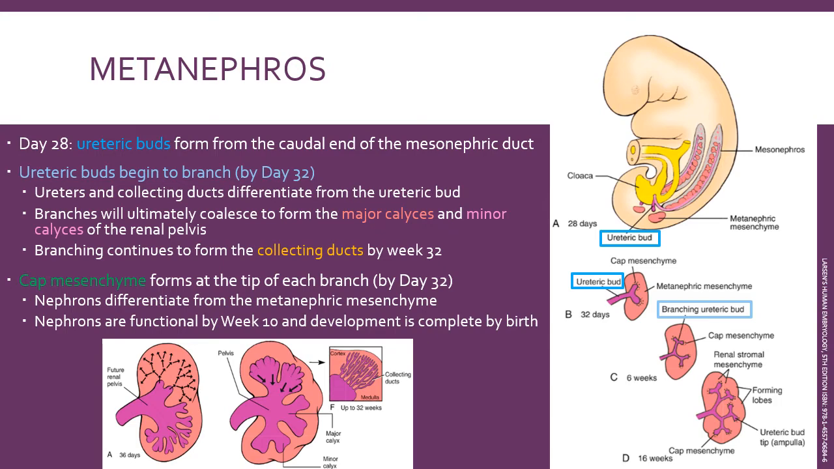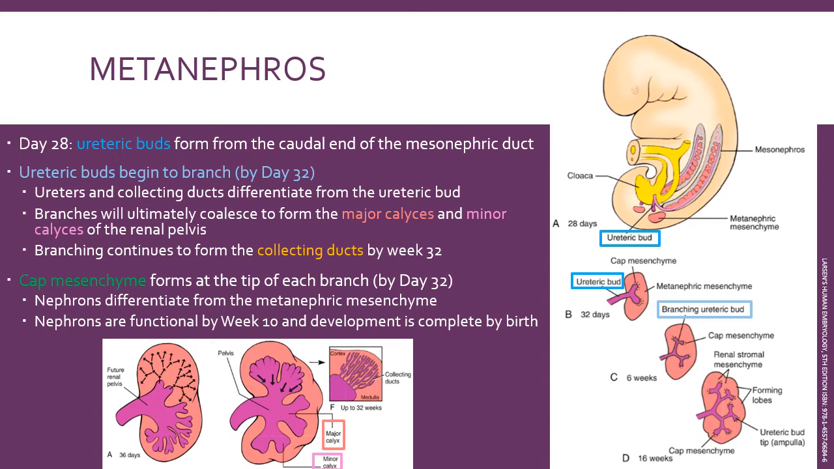And as they continue to branch, they're going to start to coalesce into these structures called major calyces and minor calyces, which will ultimately be part of the adult kidney. So they're just groups of these ureters and collecting ducts all sort of merging into these one structures. But the branching itself continues until by week 32, we have all of the collecting ducts formed.